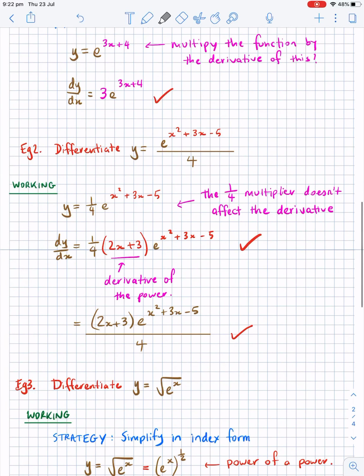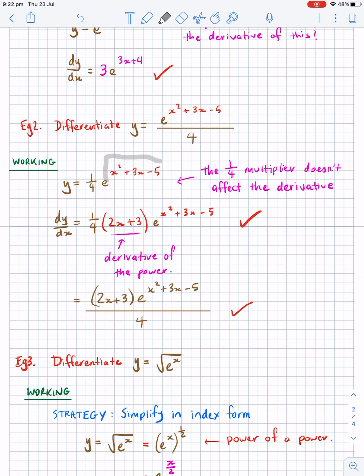Okay, let's try another one. Differentiate this function right here. First up, I want you to realize that this 4 down the bottom is just like multiplying by a quarter. Multiplying by a quarter is the same as dividing by 4, and that will not affect our derivative. So we can pretty much ignore that and just differentiate this part with our x's.